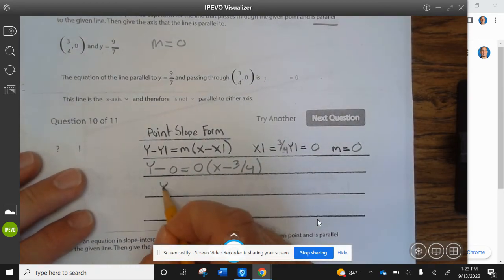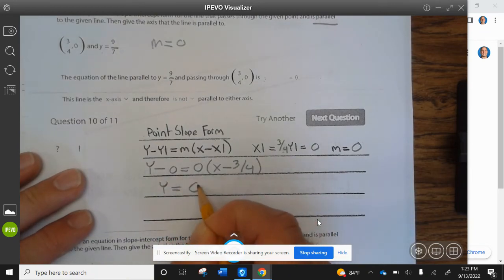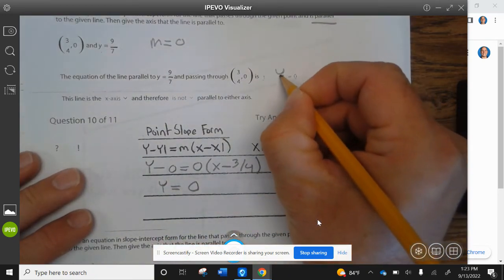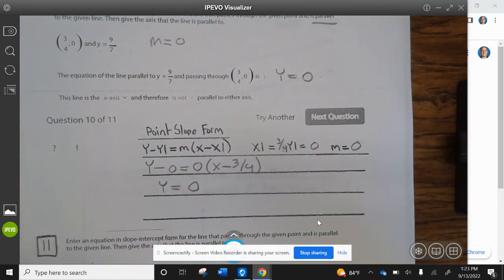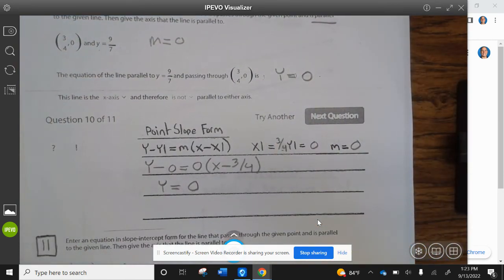Well, y minus 0 is y. 0 times anything is 0, so your equation is y equals 0. The line is the x-axis and therefore is not parallel to either axis.